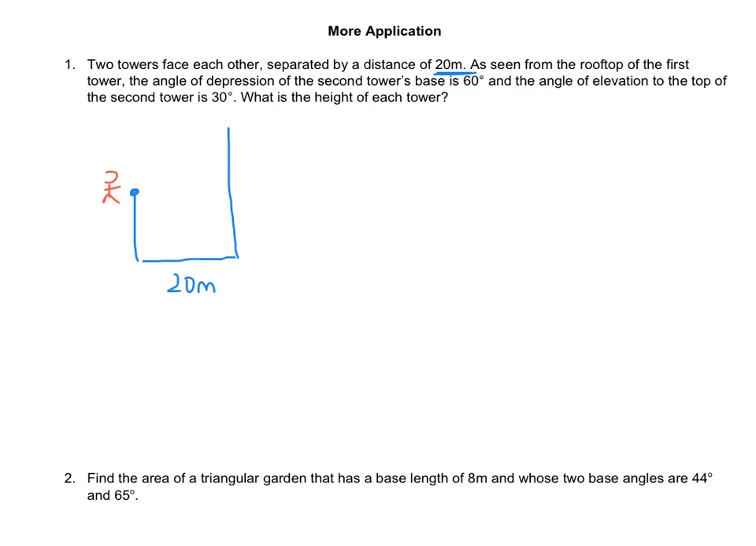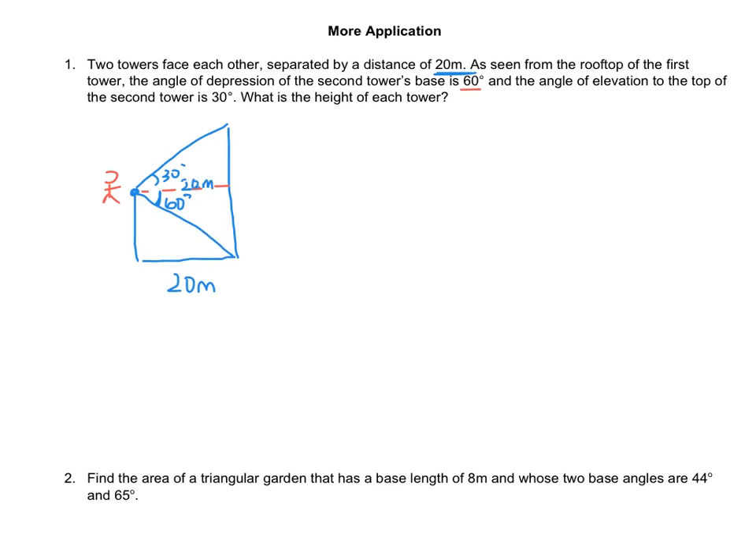So because we know that our regular sight line is horizontal, I'm going to draw a horizontal line. And now it says that the angle of depression to the second tower's base is 60 degrees. So when I look down to the base of the second tower, the angle between my regular sight line, which is the horizontal line, and looking down is 60 degrees. Then the angle of elevation, so if I look up to the second tower, is 30 degrees. What is the height of each tower? We also know that this 20 meters is also this side length right here.